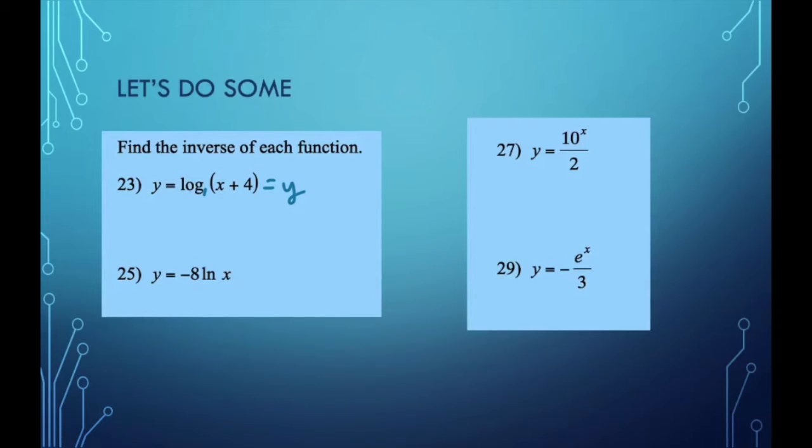Oh, we have to switch the x's and the y's, don't we? So I'm going to have log of y plus 4 equals x. So you with me so far? That's an invisible 10 down there. 10 to the what equals what? 10 to the x. It's the base to the outside equals the inside. So 10 to the x equals y plus 4.